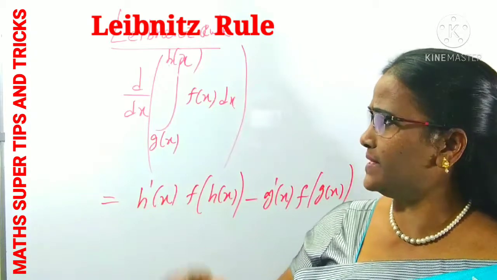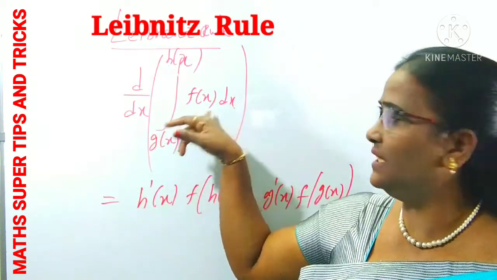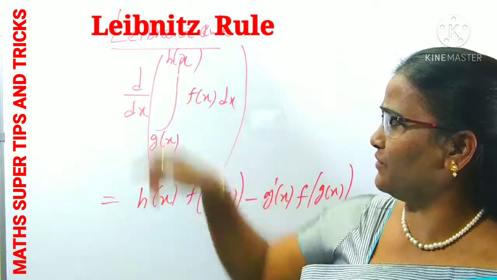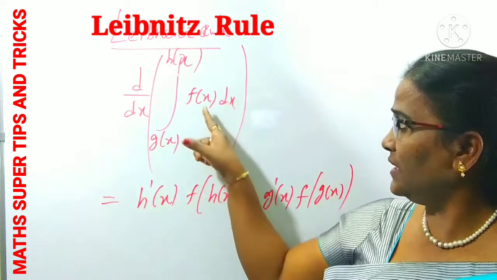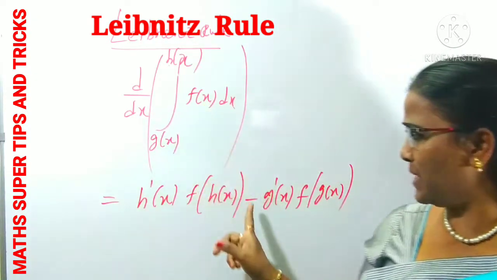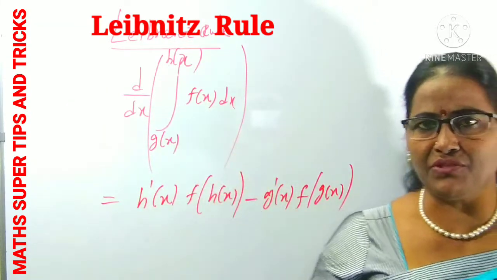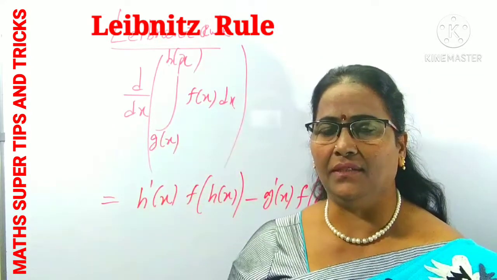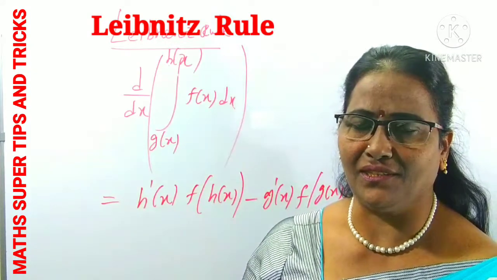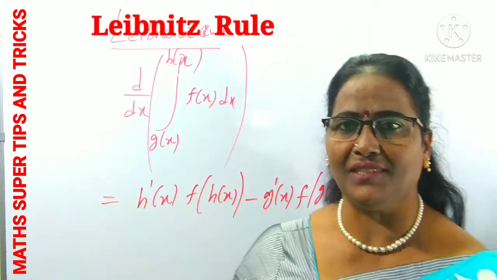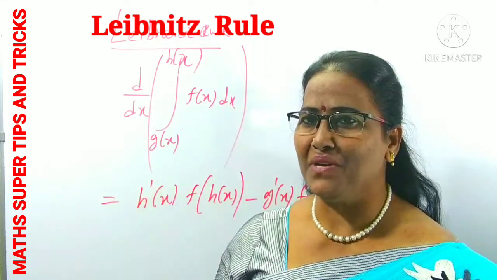Leibniz rule. We use this to find out the derivative of integral of some function f of x, maybe f of t, with the limits g of x to h of x. What you have to take: upper limit derivative with f of upper limit substituted, minus lower limit derivative with f of lower limit substituted. When the limits are in function form, maybe both are functions, maybe one of them is constant also. Constant is also one of the functions, that is called a constant function. Is it clear now? This is very important.